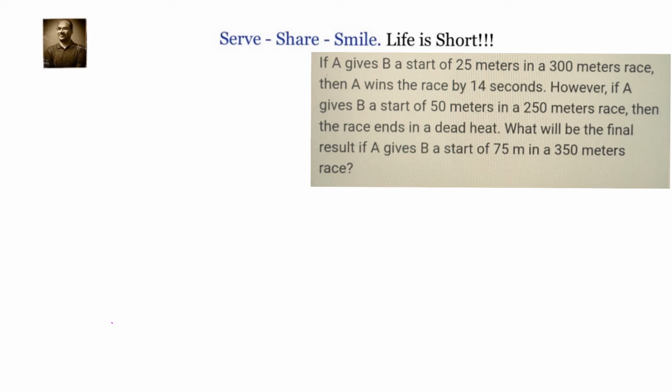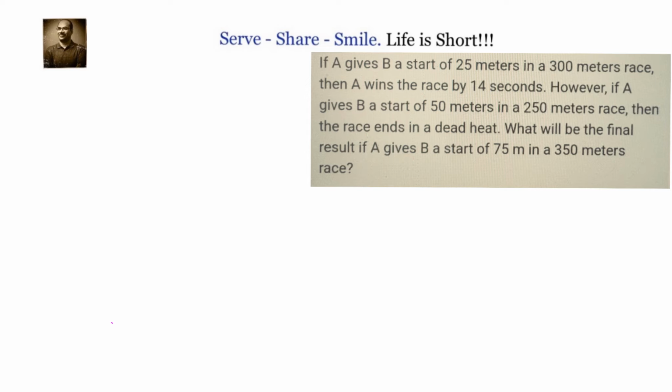Let us look at this problem related to quantitative aptitude and races. We have been given that if A gives B a start of 25 meters in a 300 meters race, then A wins the race by 14 seconds. However, if A gives B a start of 50 meters in a 250 meters race, then the race ends in a dead heat. What will be the final result if A gives B a start of 75 meters in a 350 meters race?